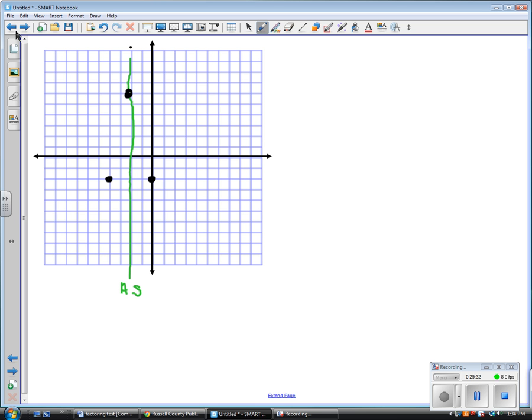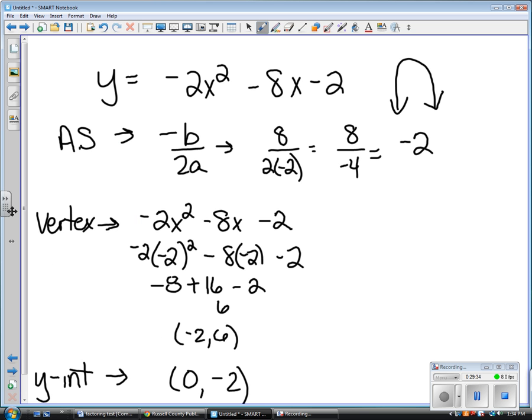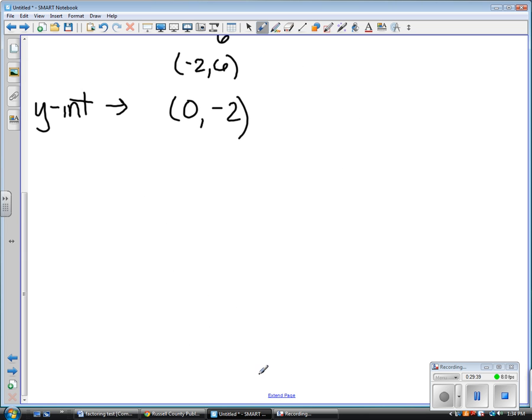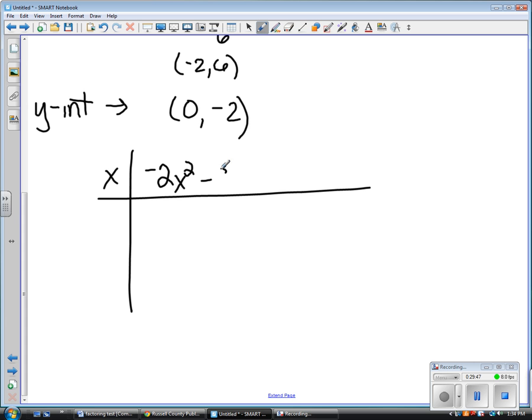Now I want to find one more point. To find one more point, I want to go into a table. I'm going to keep scooting that up. So I have my x. I have my equation. Somebody read me the equation real quick. Negative 2x squared minus 8x minus 2. Alright, now if I plug in 0, we know we already get negative 2, because that was up here. Okay, I don't have to do that math again.